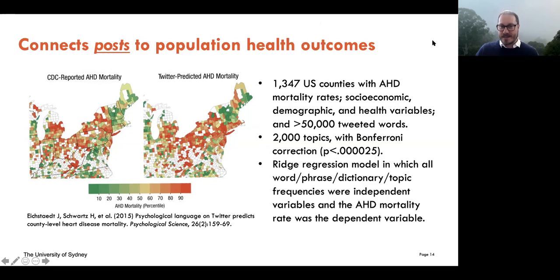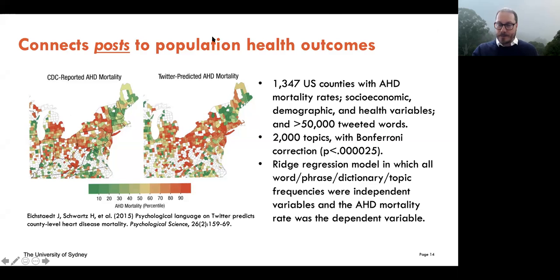So in this case, this is a study where they were trying to predict county level heart disease mortality. And you can see in this map here that they've just got an example of where they have CDC reported heart disease mortality and predicted heart disease mortality for one particular location. Just remember, this is one particular location, but actually looked at 1,347 US counties across the way.